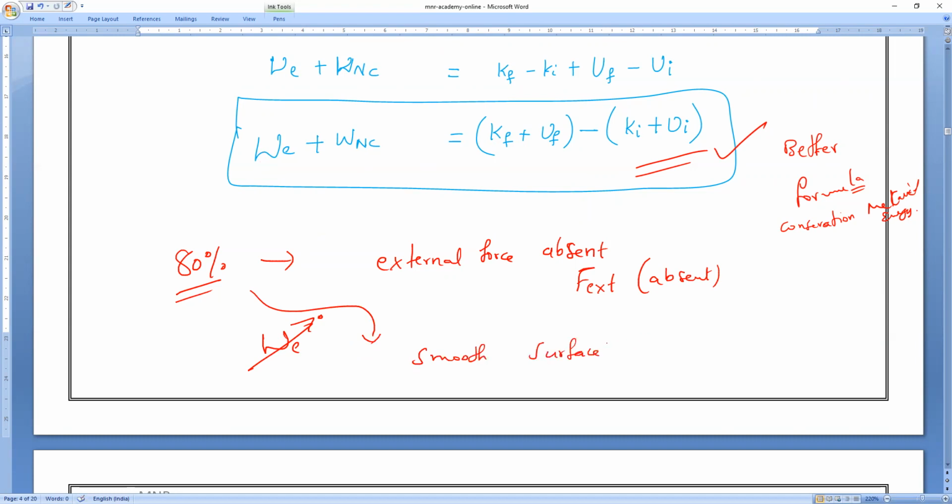What do you mean by smooth surfaces? No roughness. Frictionless, sir. No friction. No roughness means friction is equal to what? Frictional force is equal to zero. That means work done by non-conservative force is also what? Zero. Work done by external force is equal to zero. Work done by non-conservative force is zero.